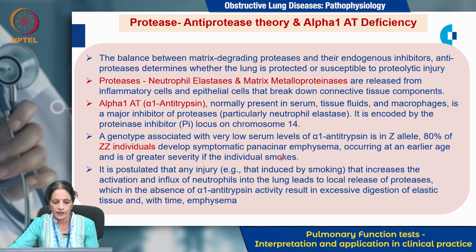So, it is postulated that any injury, for example that induced by smoking, which increases the activation and influx of neutrophils into the lung, will lead to local release of proteases, which in the absence of alpha-1 antitrypsin, which is an antiprotease activity, result in excessive digestion of the elastic tissue of the lung and with time leads to emphysema. So, it forms one of the major pathogenetic mechanisms.